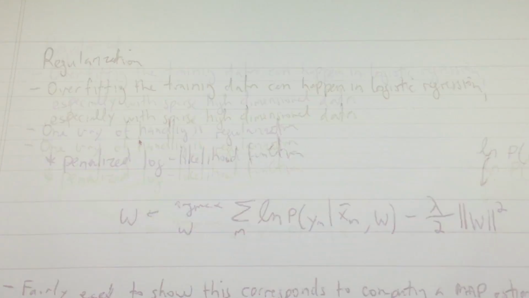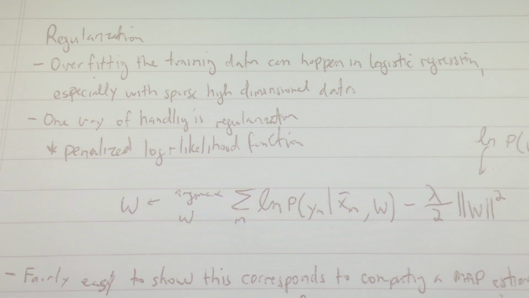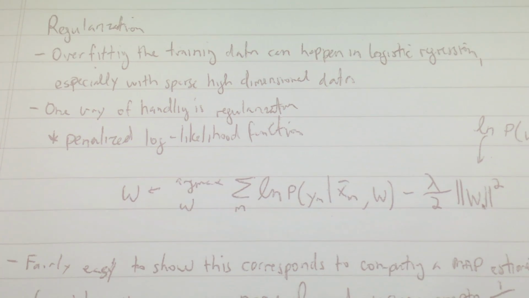Okay, so this was the regularization, but this is a prior over the weight vectors. It looks like the weight magnitude.